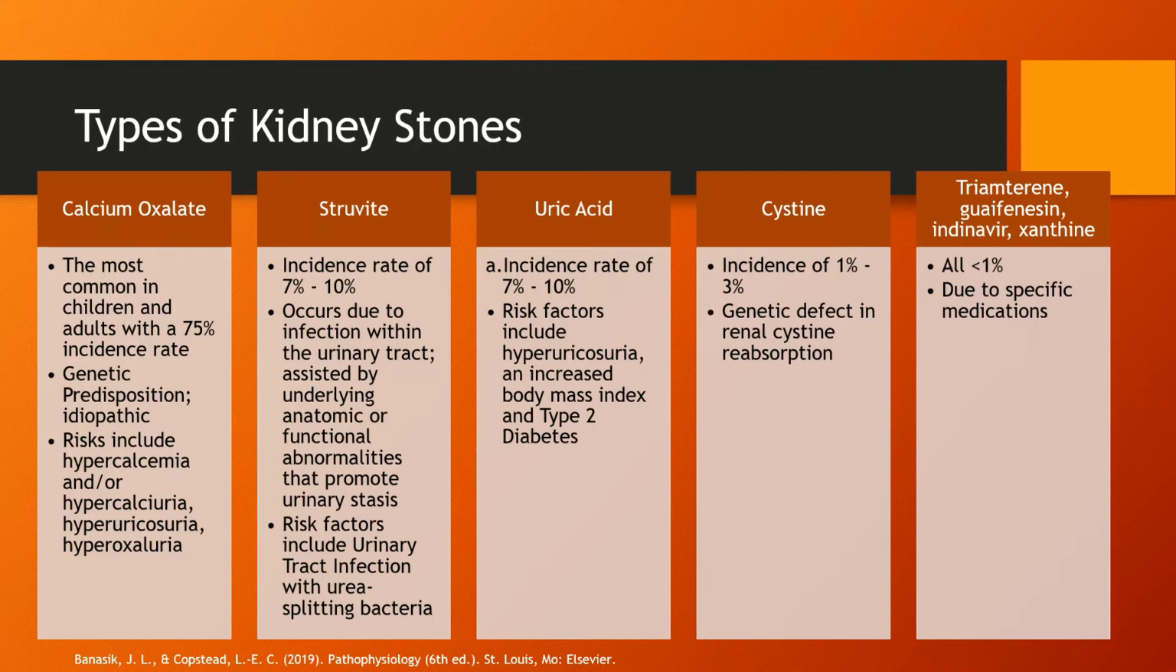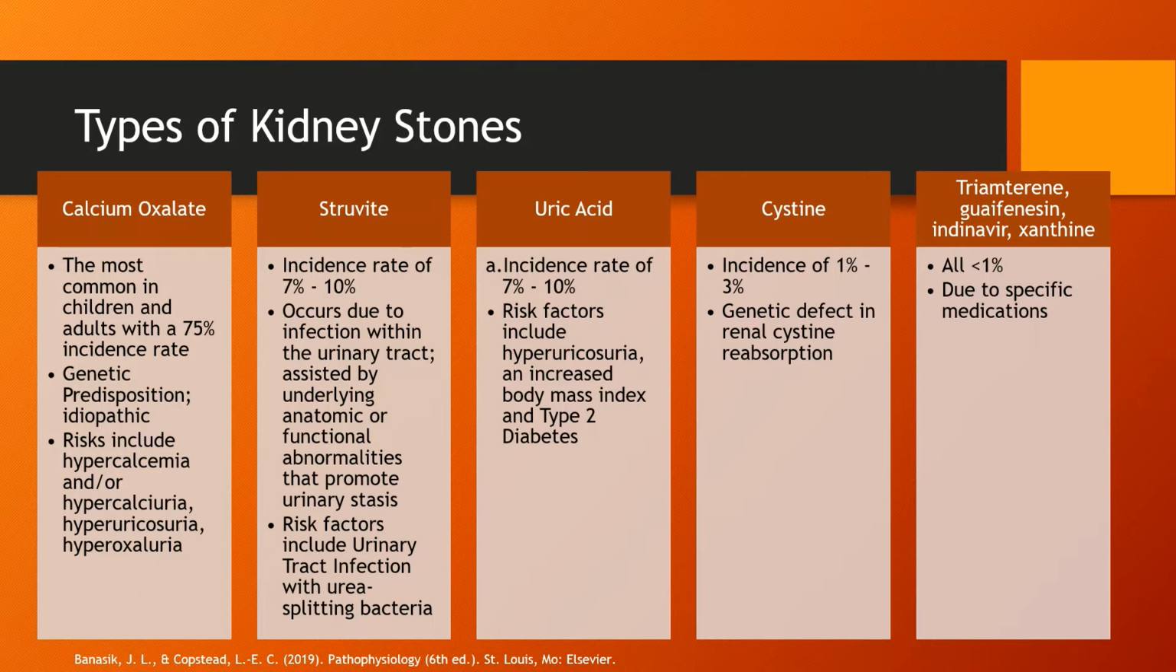Struvite is the next type. This and the uric acid stones tie for incident rates. They go between 7% and 10%. For the struvite one, the occurrence is due to infection within the urinary tract. A lot of the times the formation can be assisted by an underlying anatomic or functional abnormality that can promote urinary stasis where urine's not being excreted. Risk factors include urinary tract infection with urea splitting bacteria.